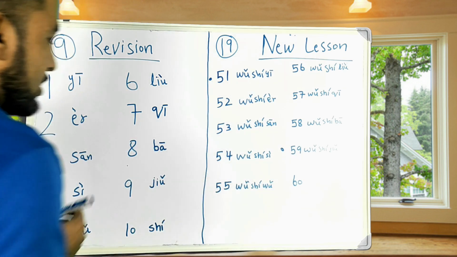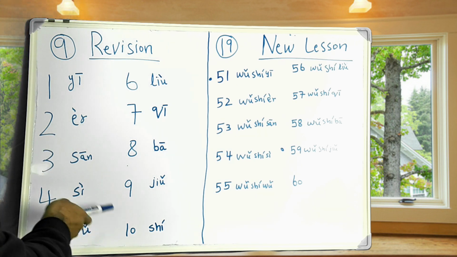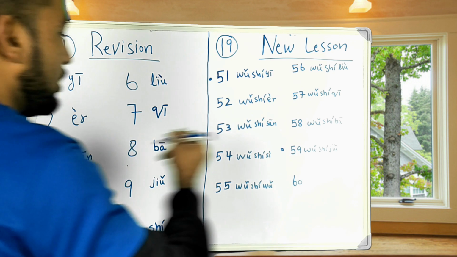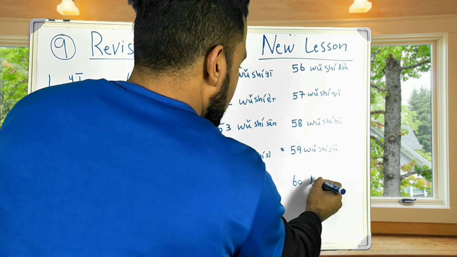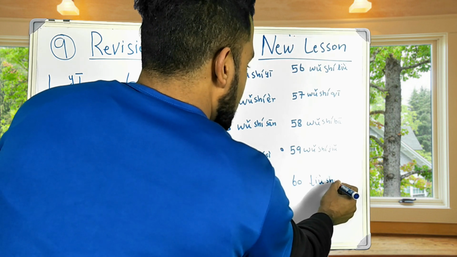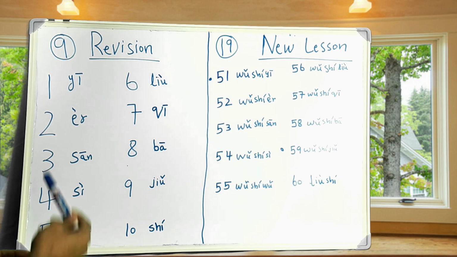And the last one is 60. For 60 we will learn a new word today. 60 is 六十. Okay, so let's take a review.